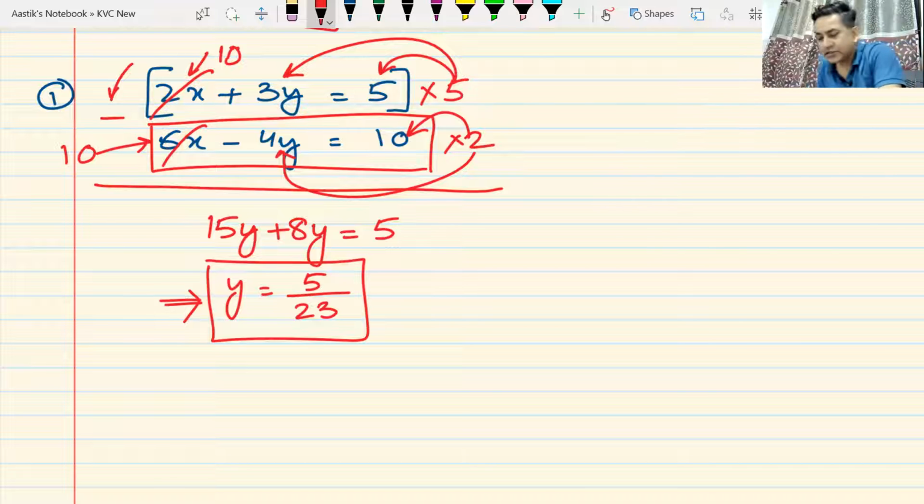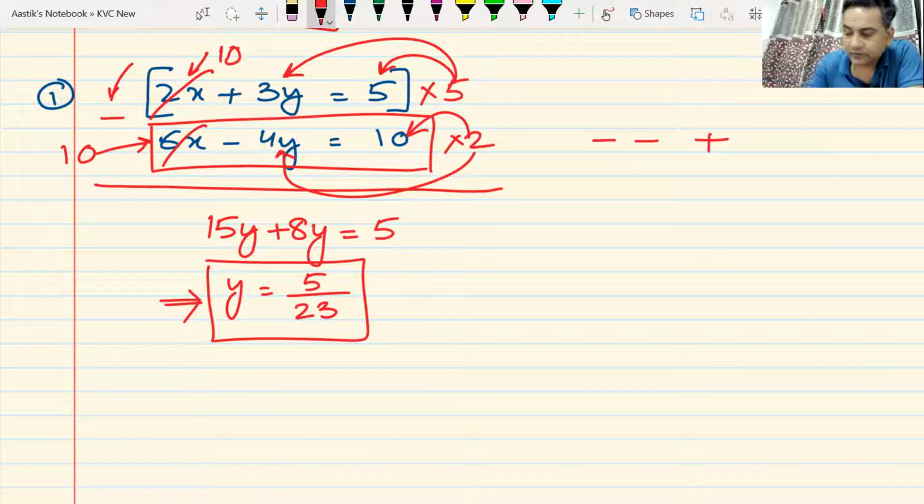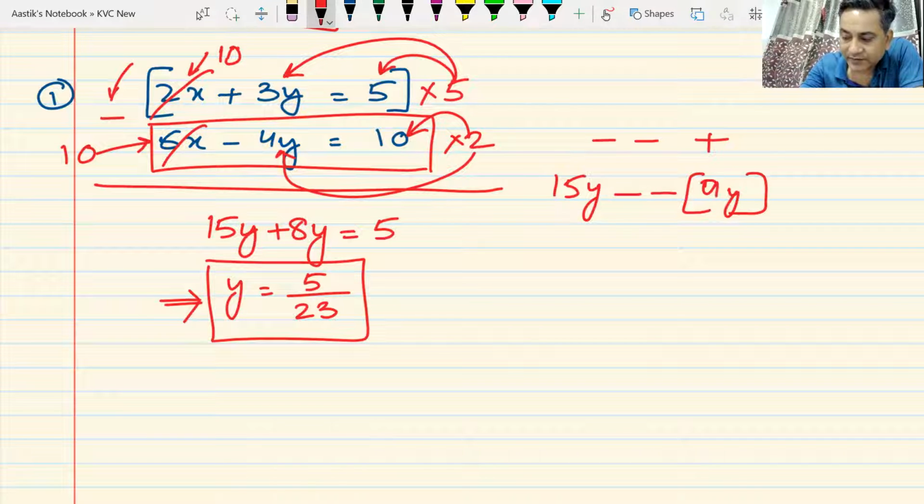You do a simple mistake. I think someone has done this mistake. Minus minus is plus. Well done, Maitri. Your answer was correct. But others who did not get the answer, probably they made a simple mistake. Remember, it is 15y minus minus 8y. So they get added and not subtracted. That may be the reason for your answers.